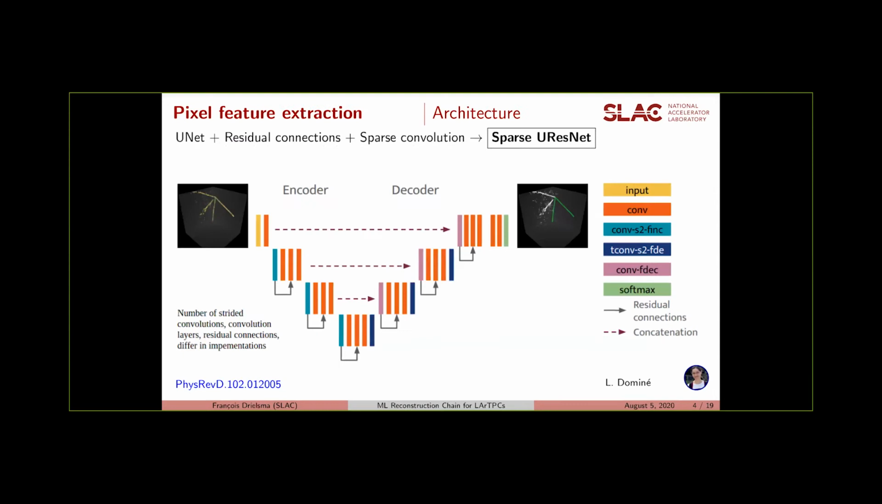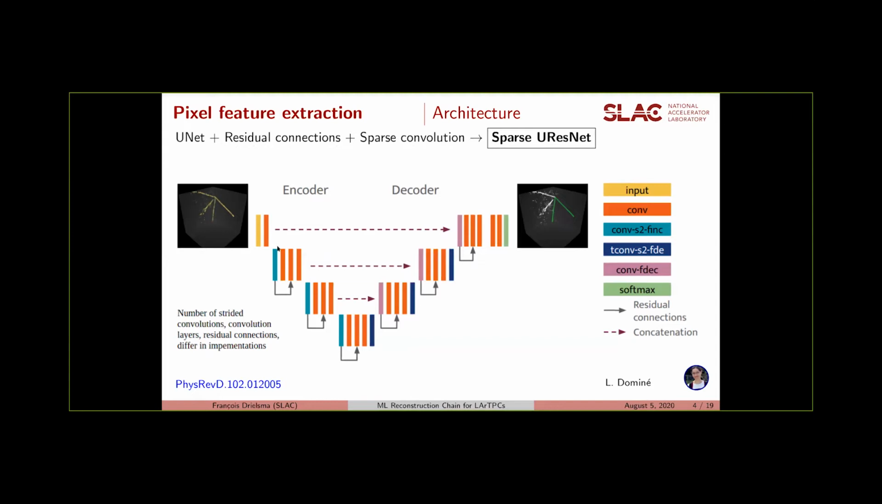And so I mentioned that one of the first reconstruction steps is to try to do pixel feature extraction. And for those of you who have tried to do this task before, you'll be familiar with the architecture that is commonly used to do semantic segmentation, which is UNet. And the UNet architecture is a convolutional neural network which presents itself schematically like this. So you've got two crucial parts. You've got an encoder and a decoder.